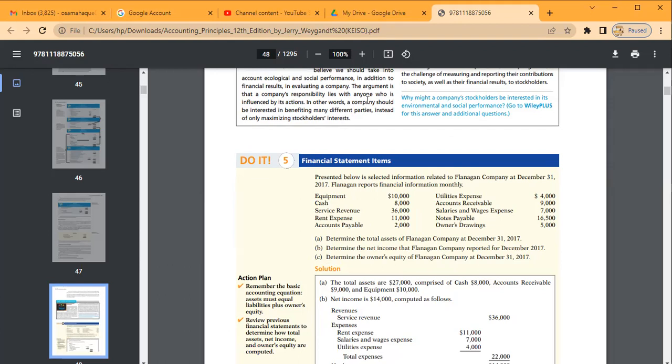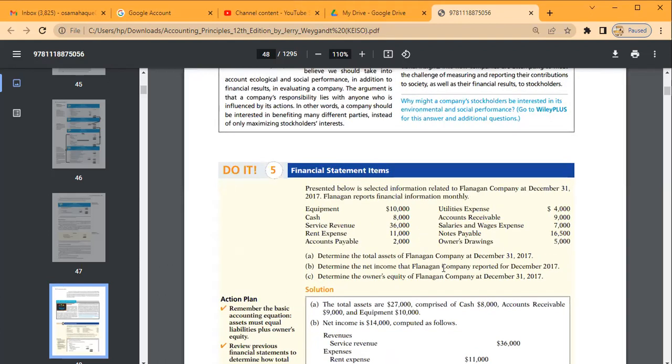Is it visible? Yes. The assets are equipment, $10,000. Cash, $8,000. That's the current asset. Okay. And accounts receivable. Accounts receivable is our current asset as we have sold the goods on credit basis, but we haven't received money from our credit customers. That's the current asset. Cash, accounts receivable, and equipment.